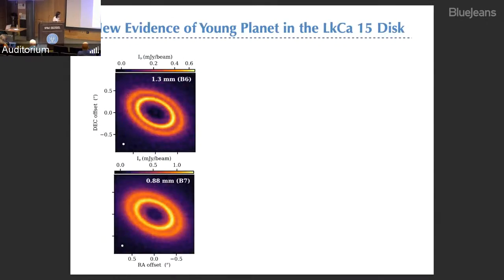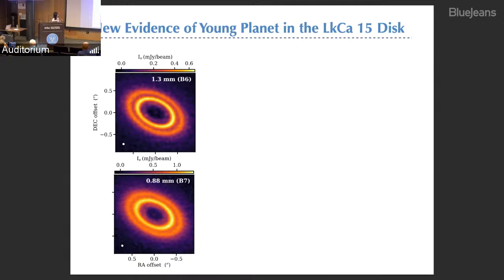Finally, I want to shift the focus to a particularly famous target, Cassiopeia 15. This is the first system where protoplanet candidates were proposed, back 10 years ago. And since then, there's been a lot of debate. And recently, we may have found new evidence of young planets in this target.